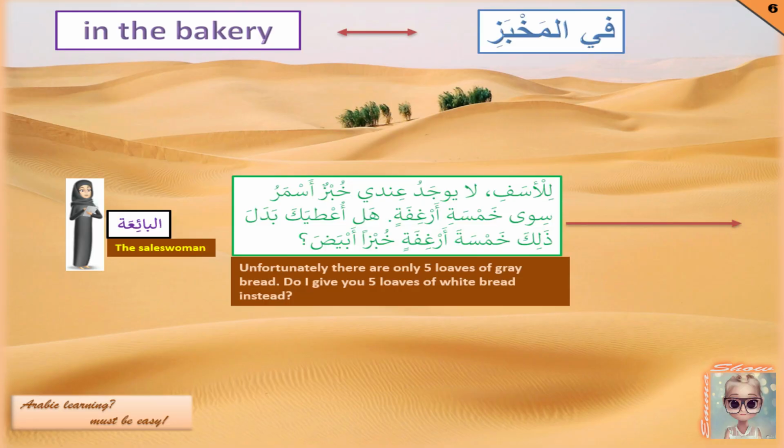Okay, interesting. Please say the sentence again. للأسف لا يوجد عندي خبز أسمر سوى 5 أرغفة. هل أعطيك بدل ذلك 5 أرغفة خبزا أبيض? Very good.